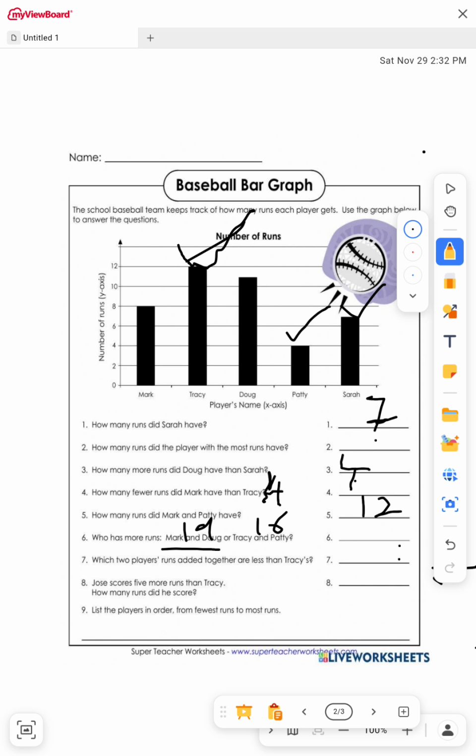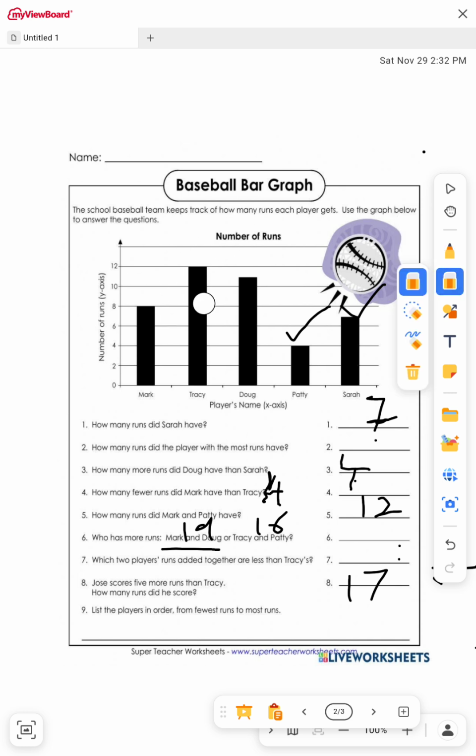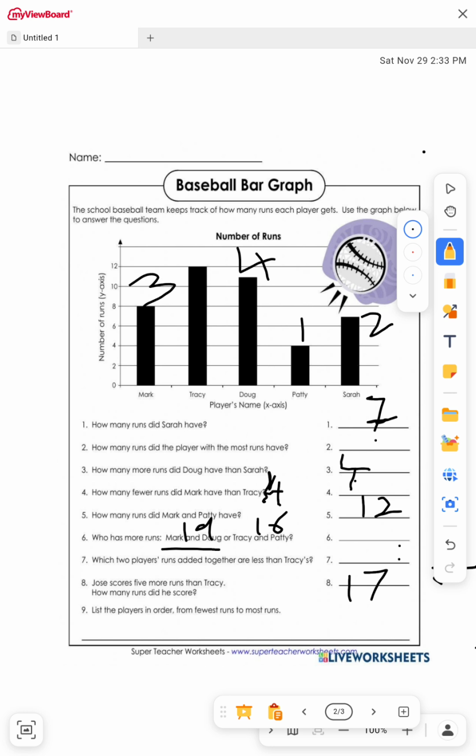Jose scores 5 more runs than Tracy. How many runs did he score? Tracy ran 12 runs. So 12 plus 5 is 17. Now list the players in order from fewest runs to most runs. How are we going to do it? Simple. Patty is number 1. Then we have Sarah. Then we have Mark. Then we have Doug, and finally we have Tracy.